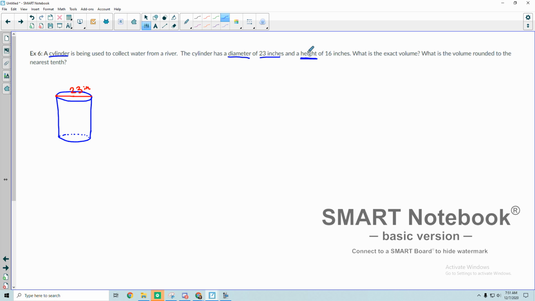So this is another math word. It has a height, so this prism starts there, stops, that's the height, and it's 16 inches, okay? What is the exact volume? Okay, I'll box that because that is the question I want to answer here.